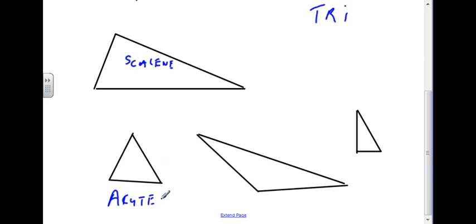Acute, so all the angles are less than 90. And then I have an obtuse, because one of the angles is bigger than 90. And then I've got a right triangle because I got a right angle on it.